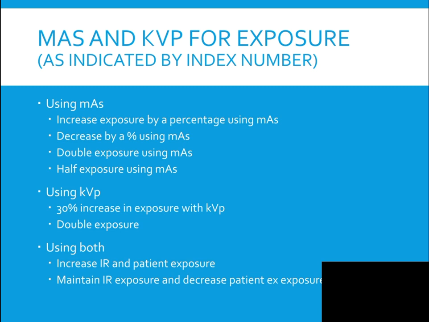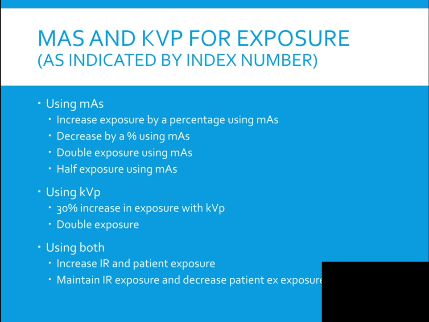So your index number is an indication of what your image receptor exposure is, but it's not the end-all for your image receptor exposure. So keep that in mind. If you are using your index number as the be-all for your image receptor exposure, make sure that everything else is right first. So if you're using mAs and you want to affect a change in your index number, then you're going to have to increase your exposure by a percentage of your mAs.